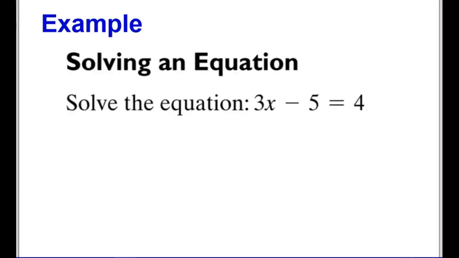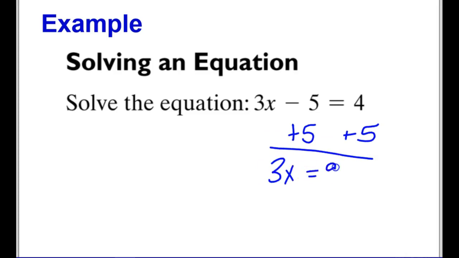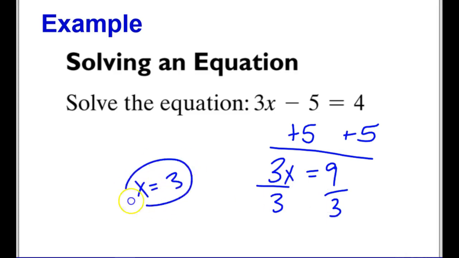So here's our first example to solve this equation. Hopefully you can do this in your sleep. So I see I'm trying to get x by itself, so the first thing I want to do is add 5 to both sides, because what I do to one side I have to do to the other. So I end up with 3x equals 9. Now I see I'm multiplying, so to undo that multiplying, I divide by 3, so I end up with x equals 3. Simple as that.